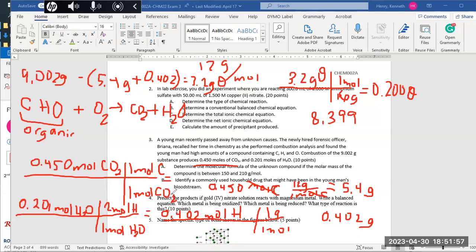Okay. So we have, for carbon, 0.450 moles. For hydrogen, we had 0.402 moles. And here we had 0.200 moles. In this case, which one is smallest? Oxygen. So then we're going to divide all 3 of them by oxygen, right? So we're going to divide oxygen by itself.